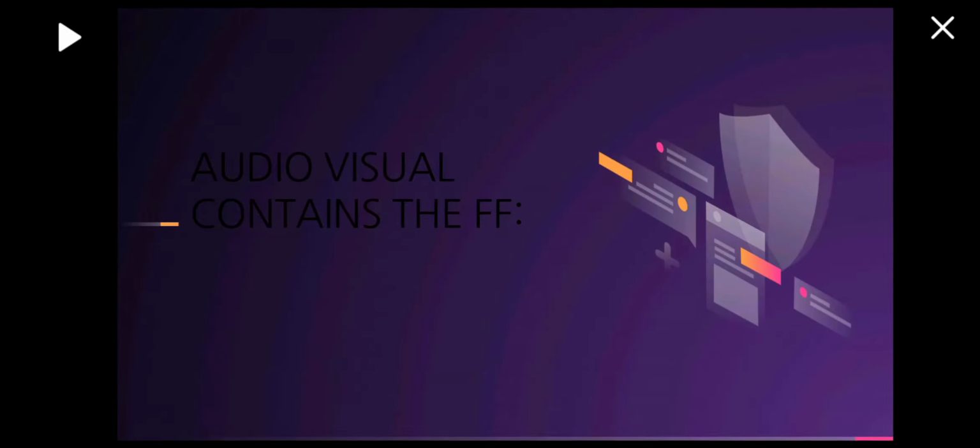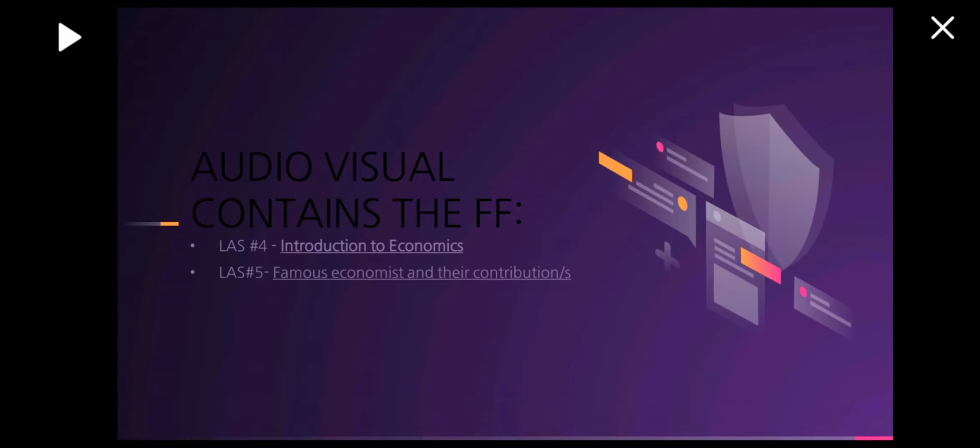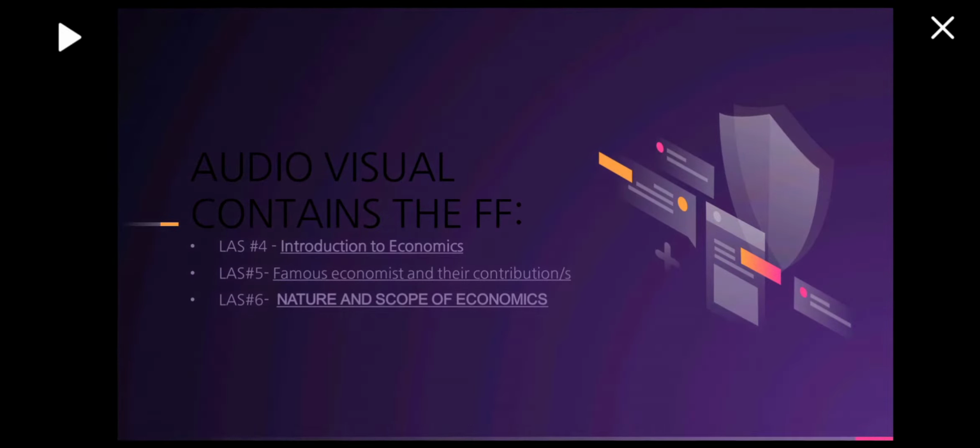So this audiovisual contains the following. Class number 4, Introduction to Economics. Class number 5, Famous Economists and Their Contributions. Class number 6, Nature and Scope of Economics.